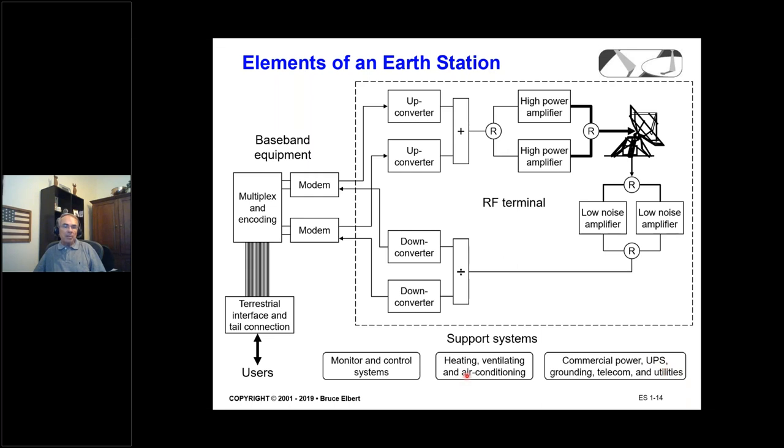Then we need to maintain the environment inside this terminal to protect equipment. So we have heating, ventilating, and air conditioning, HVAC systems, and a monitoring control system so that operators will know the status of the equipment, can control configuration. And we'll take a look at those systems as well. Those are very important in the operations of SATCOM because everything is so far apart. So that's a basic configuration of an earth station. And actually, the RF terminal and baseband applies to every kind of earth station, including VSATs and even handheld terminals. But as the station gets larger, you bring in the support system. So we'll be talking about that.